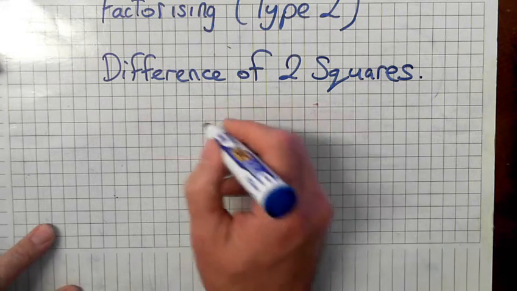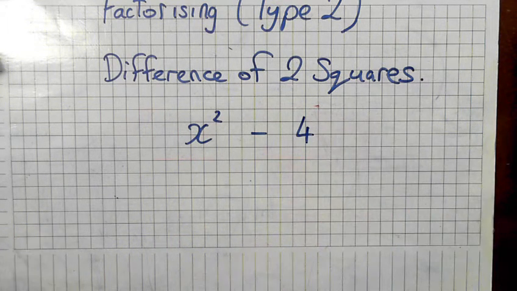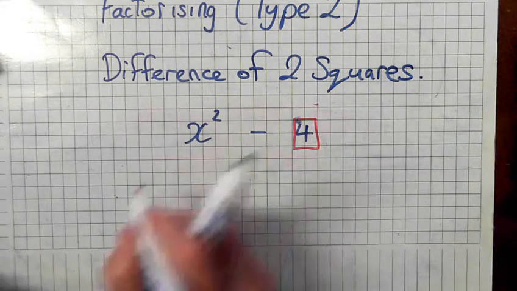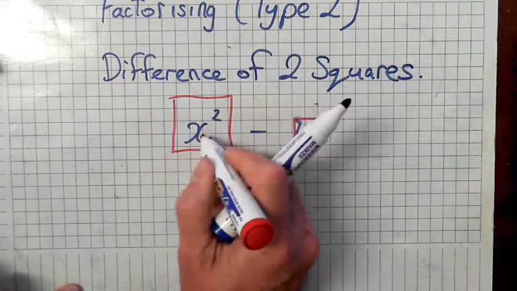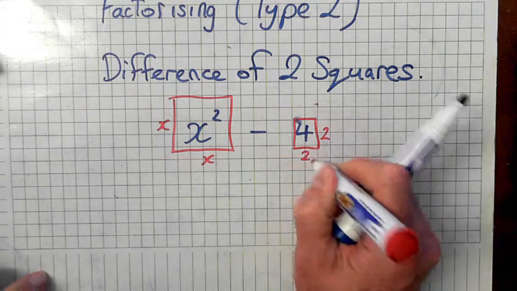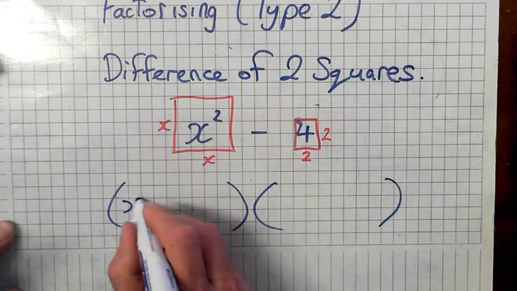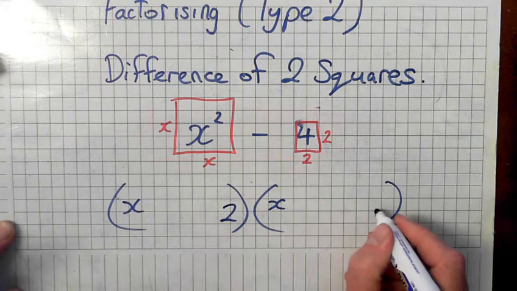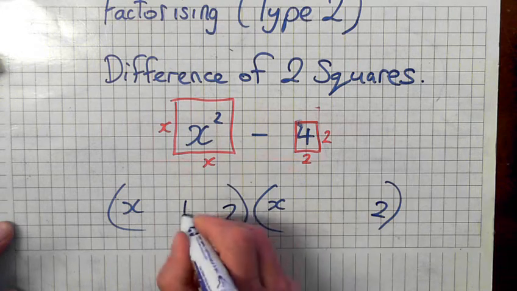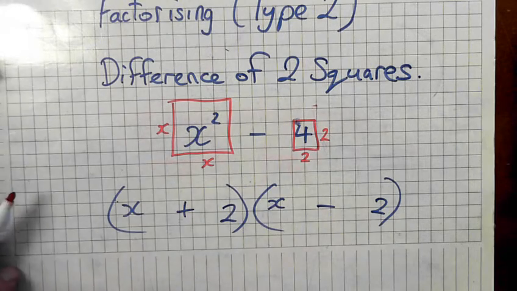Keeping it simple. X squared minus, that's the difference, and 4. So 4 is 2 by 2, and we have an x squared here. Again, x squared is x times x, and 4 is 2 by 2. So to write the answer, to write the factors, two brackets, x goes first, 2 goes second, and to get a minus we need a plus and a minus, or a minus and a plus. Just go plus and minus. If I multiply these two, I will get x squared minus 4. Another example.